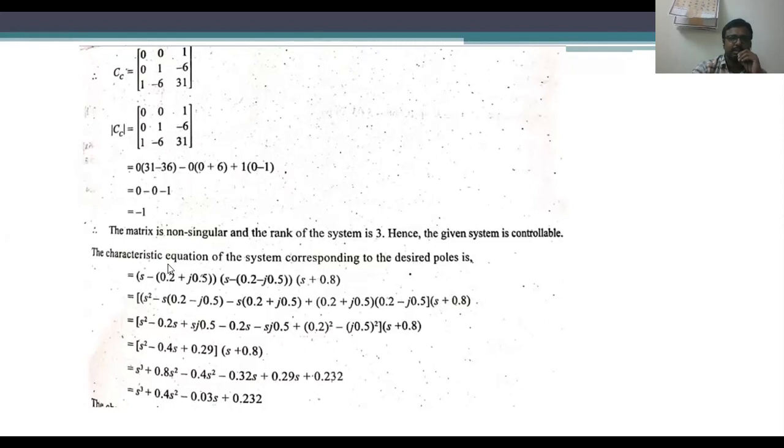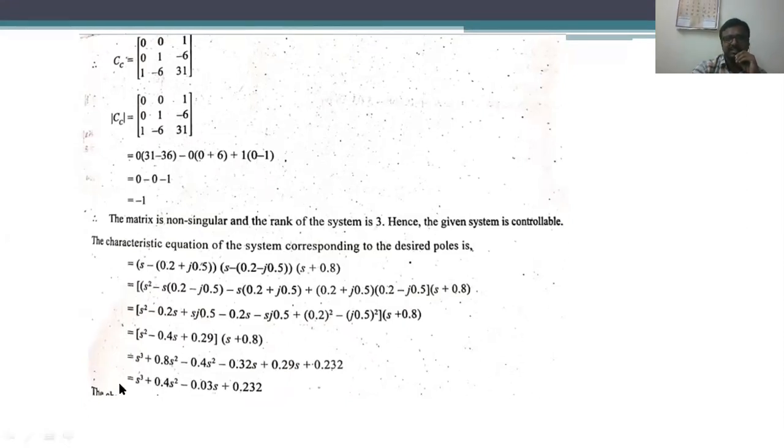Based upon these closed-loop poles, we have obtained the characteristic equation, that is S minus first pole, S minus second pole and S minus third pole. After certain calculations, we have obtained the third order characteristic equation, which is S cube plus 0.4 S square minus 0.03 S plus 0.23. This is the characteristic equation obtained with the closed loop.